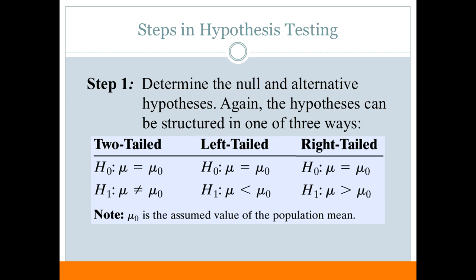So the steps are going to look very similar to the steps from the previous hypothesis test. In this case, your null and your alternative hypotheses look absolutely identical, except instead of having p for a proportion, we have mu for a mean. So again, we have a two-tailed test, a left-tailed test, and a right-tailed test. And mu naught is going to be the assumed value of the population mean.